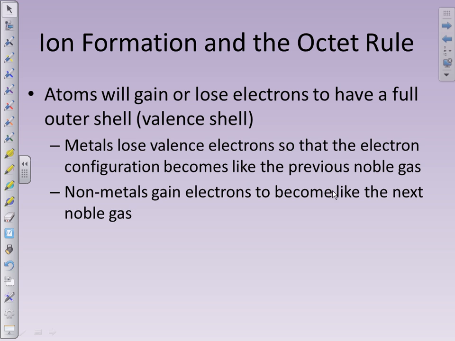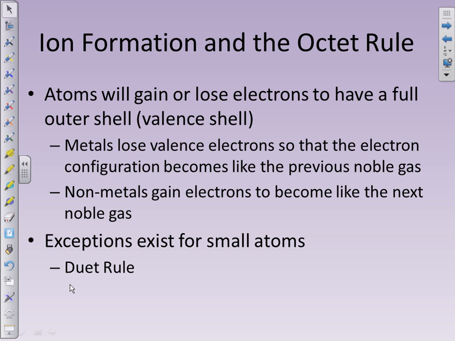Nonmetals are going to gain electrons. If we were to fill in those 2 electrons on the oxygen that we just drew, its electron configuration would look just like neon. Again, it still has 8 protons. It's still an oxygen atom, but its electrons look more like neon because that's more stable. There are some exceptions to this rule.